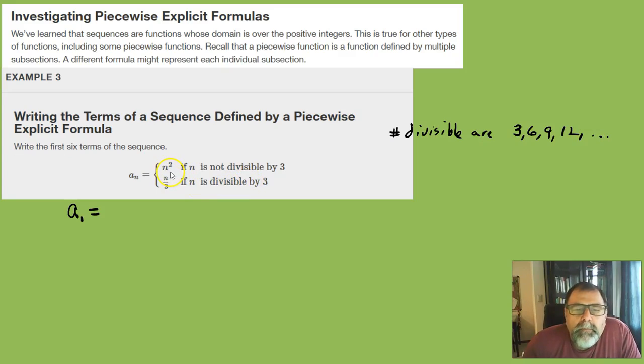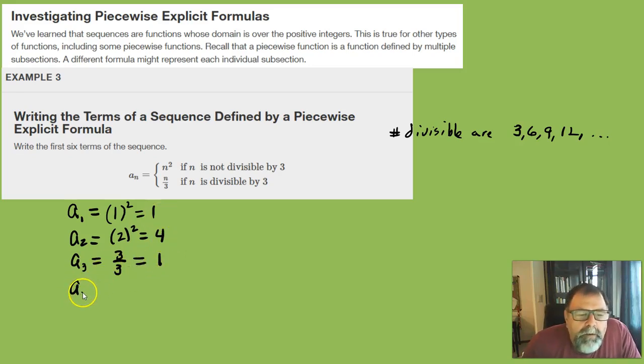So 1 is not divisible by 3, so we're going to use n squared. We do 1 squared, which is 1. 2 is not divisible by 3, so we do 2 squared, which is 4. Now 3 is divisible by 3, so we're going to use the bottom case, 3 divided by 3, which gets us 1. This would be an extremely hard sequence to figure out the pattern for if you were just given a few terms.